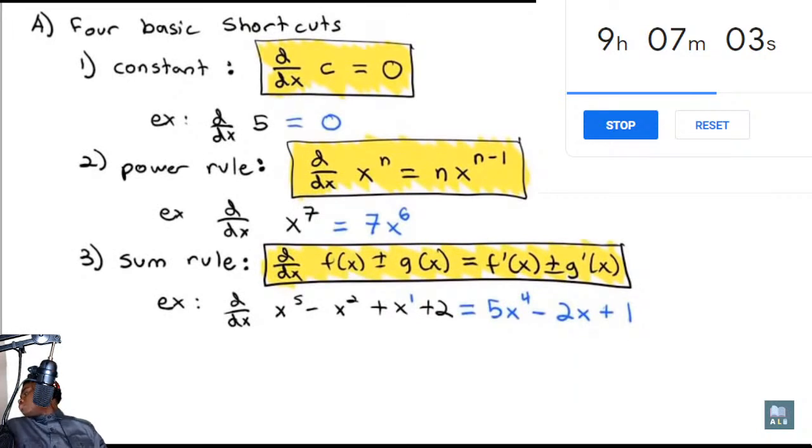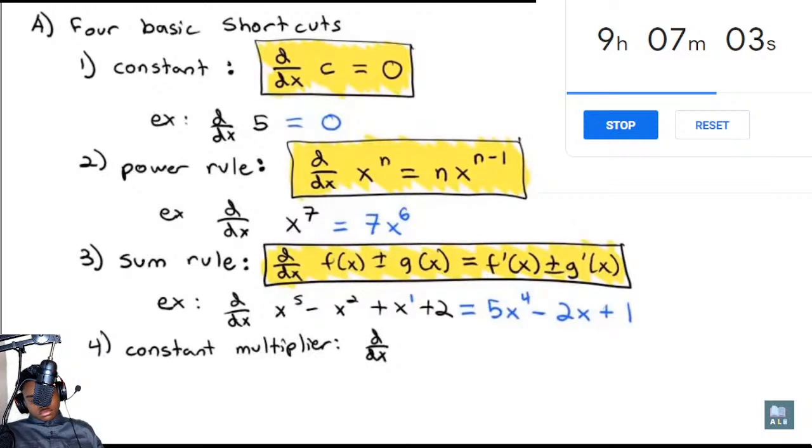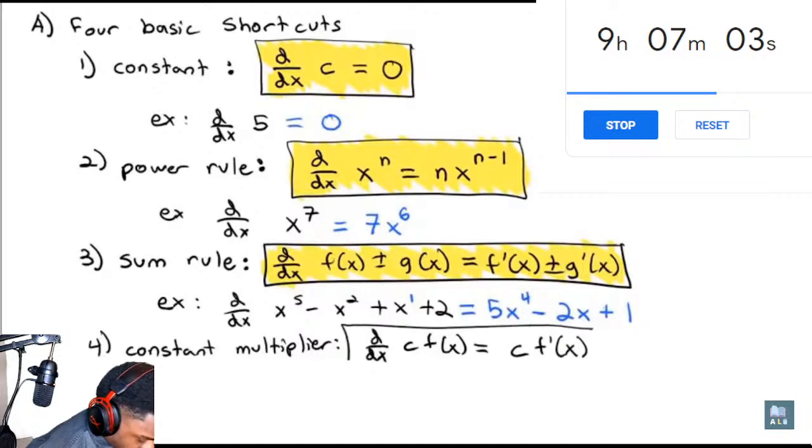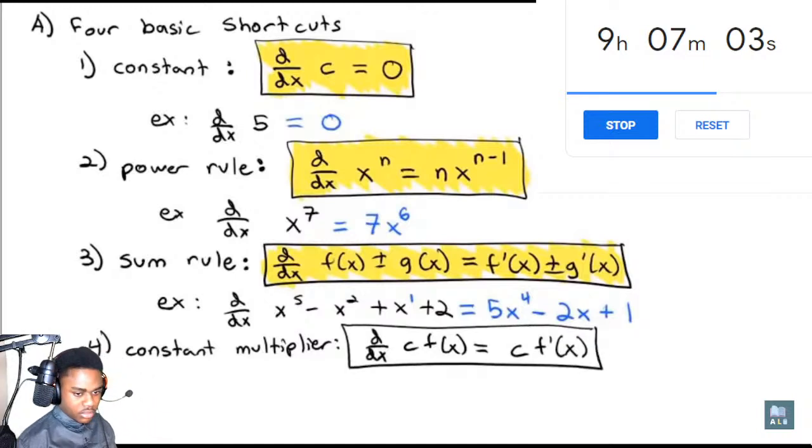The final basic shortcut is the constant multiplier, which says if I'm taking the derivative of some constant times a function, we keep that constant in front and multiply it by the derivative of that inside function. And that is the fourth basic shortcut.